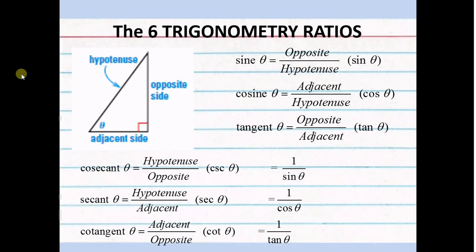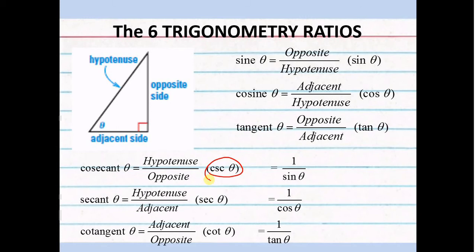These are known as cosecant, secant, and cotangent. Now, what's kind of cool about them is they are the opposites of sine, cosine, and tangent. So cosecant is the opposite of sine theta. And cosecant, you're going to see that written as CSC. Secant is cosine's opposite, and cotangent is tangent's opposite.